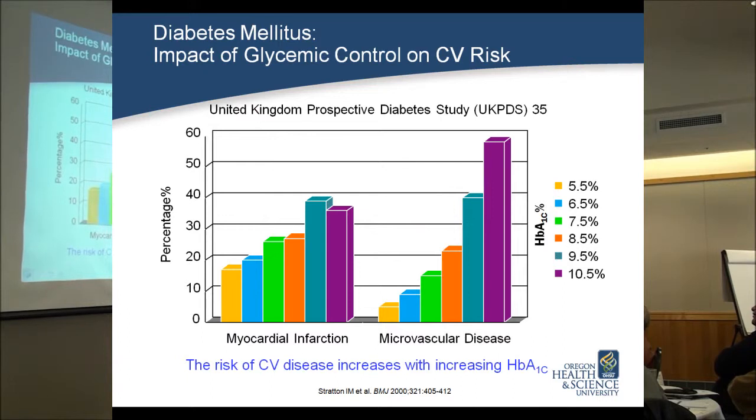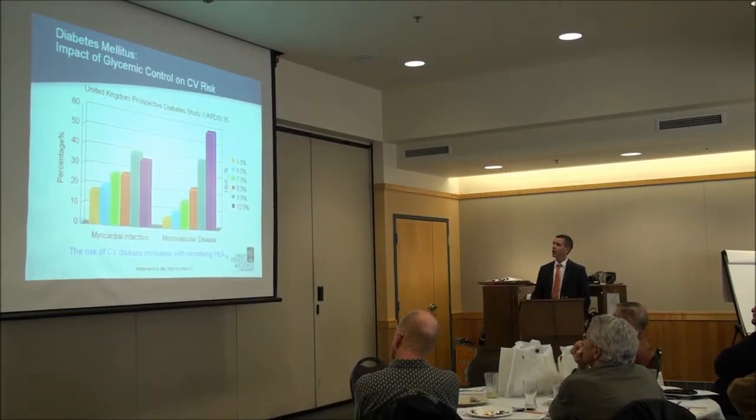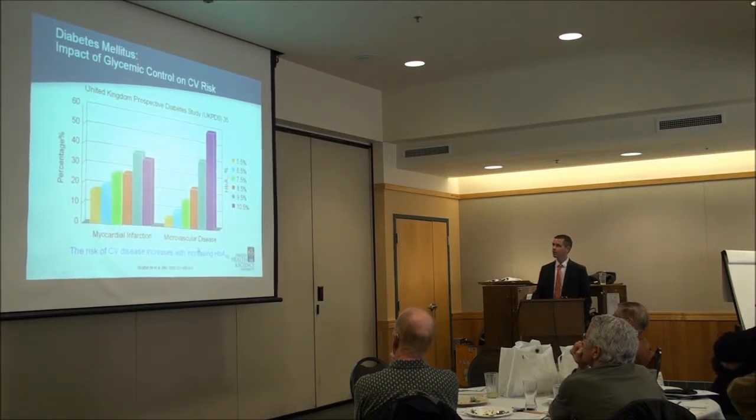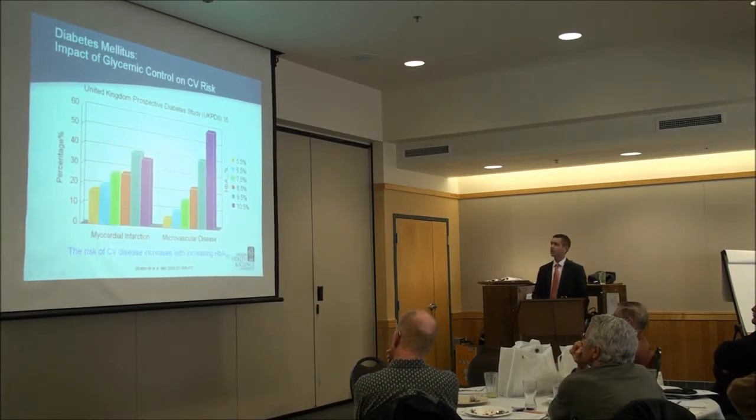So what do we know about diabetes and the effects of glycemic risk on cardiovascular disease? One of the most complete studies is from the UK, where a lot of this data comes from. As you go from left to right on the bottom, there is increasing hemoglobin A1C as a marker of glycemic control, with a percentage increased risk in myocardial infarction, and then a staggering increase in risk of microvascular disease. So both increase with and correlate to your degree of hyperglycemia.